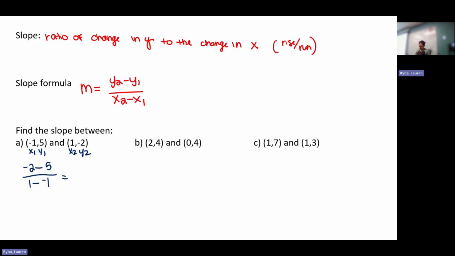And then all I have to do is simplify here. So -2 minus 5 is -7. 1 minus -1 actually turns into 1 plus 1, which is 2. And I'm done. -7 over 2 does not simplify or reduce. So there's my slope. That slope tells me between two corresponding points, nice points, I would go down 7 and then right 2. And then go down 7 and right 2.